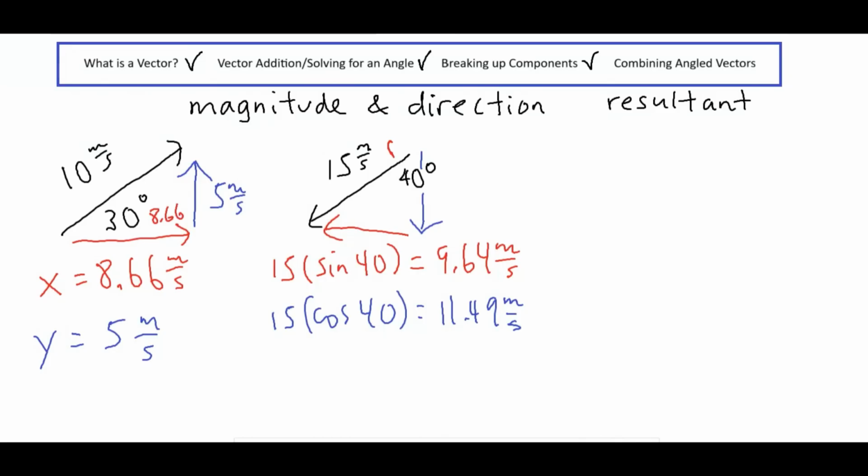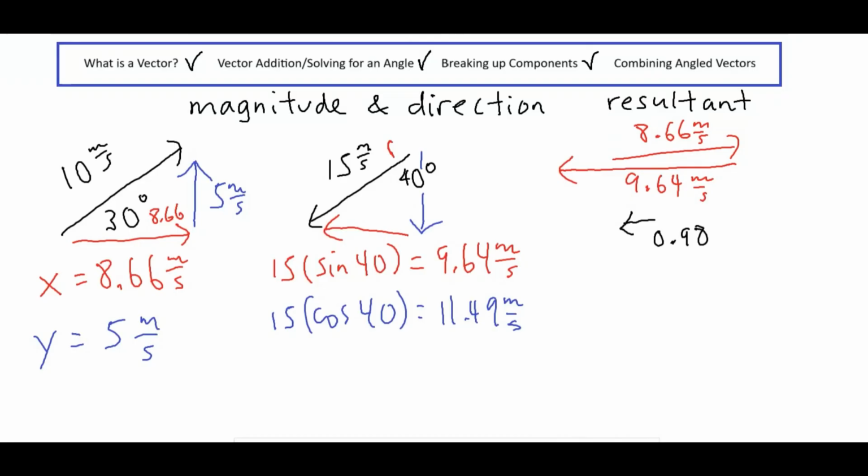All right, so let's go ahead and combine our horizontal ones first, our red vectors. So we have a red vector going this way, 8.66, and then I have a vector going from the end of this one back this way, 9.64. Okay, if I do a bit of subtraction, my resultant ends up being a vector that's going to be a tiny bit this way, and that would just be 0.98.